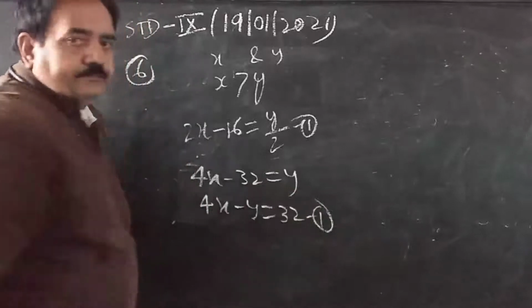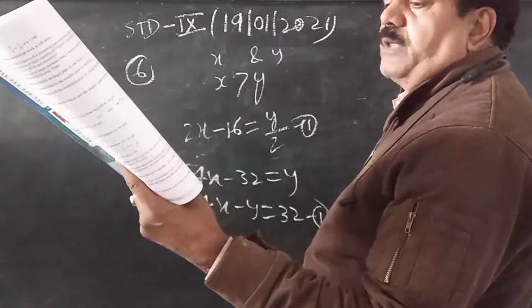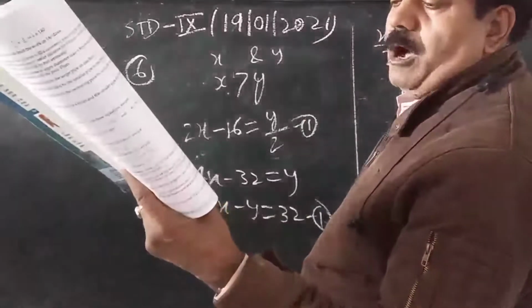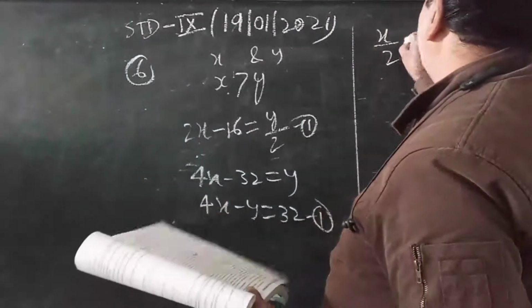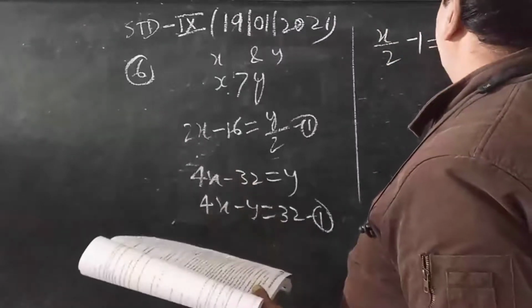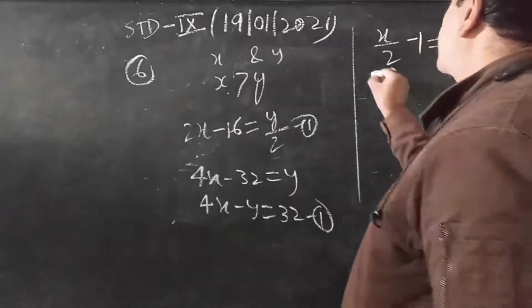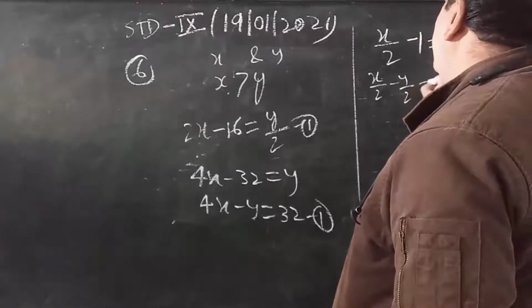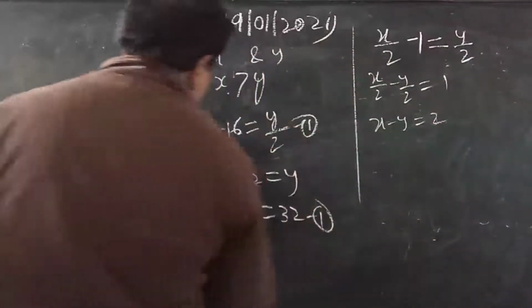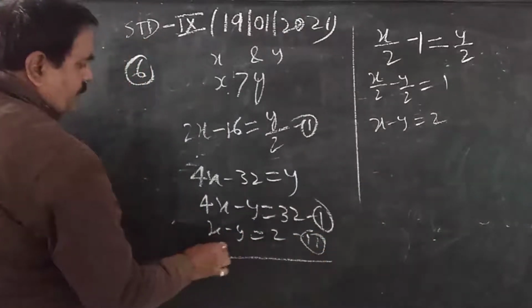This is equation 1. For the second part, if from half of the greater number, x by 2, 1 is subtracted, the result is still half the other number, which is y by 2. This will give the second equation. So x by 2 minus y by 2 is equal to 1. So x minus y is equal to 2. This will give the second equation. x minus y is equal to 2. This is the second equation.